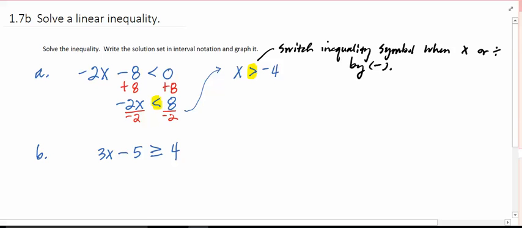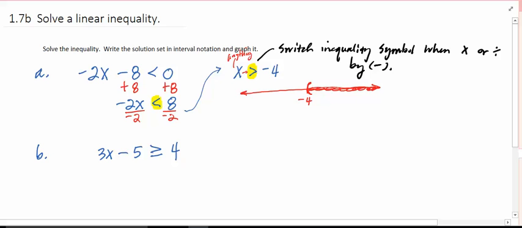Now I want to write the solution set in interval notation and graph it. I'm going to go ahead and graph it first. I like to go from graphing to interval notation because it's just reading from left to right. So here we go. I have a negative 4 here, and I just say the word anything when I see the variable. So anything, and then I see a greater than sign after the word anything. So anything greater than negative 4.